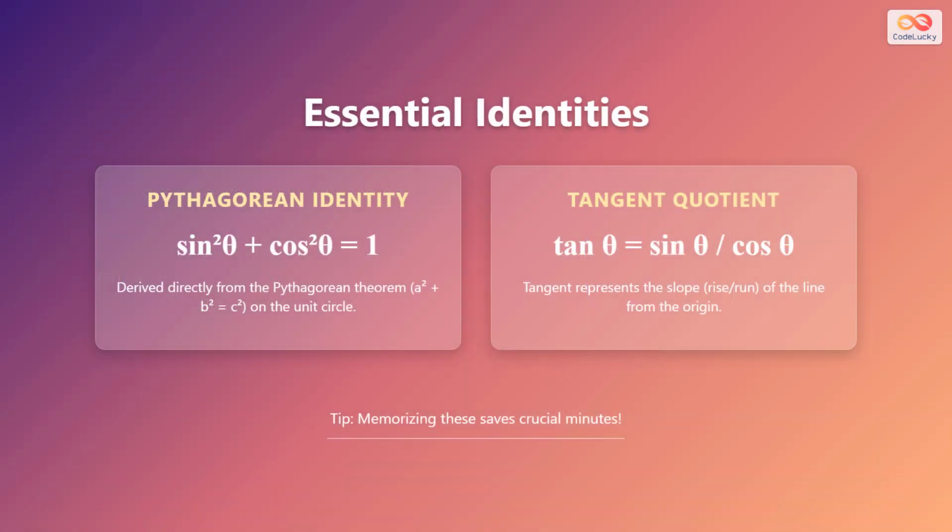You do not need to memorize every trig identity, but two are non-negotiable. First is the Pythagorean identity: sine squared theta plus cosine squared theta equals 1. The second is understanding that tangent theta is equal to sine theta divided by cosine theta. These identities often unlock simpler paths to solutions in complex problems.